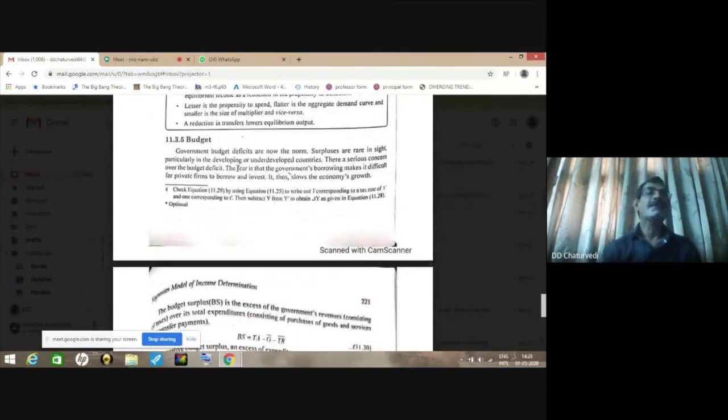We have the next subtopic, budget. The budget of the government generally has a deficit, particularly for developing countries.